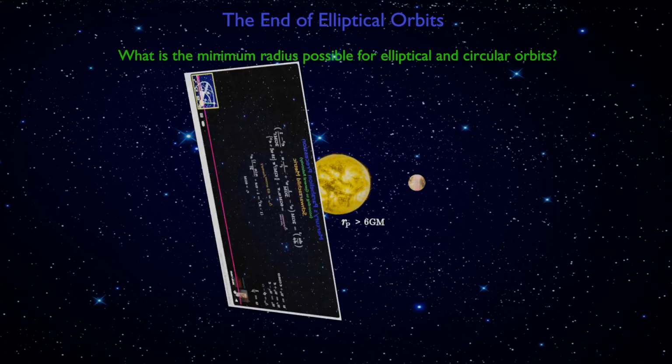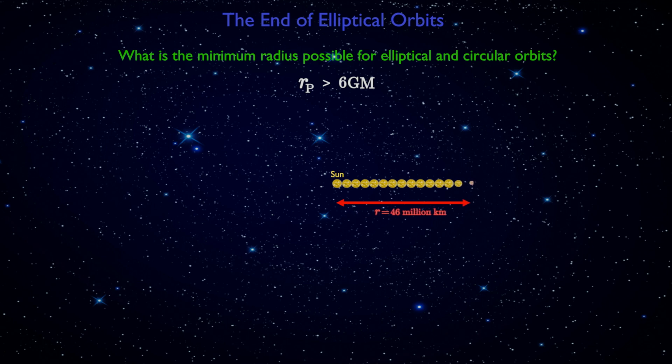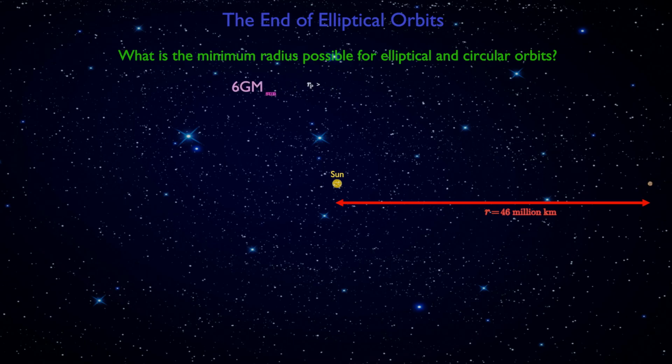Let's start with Mercury's orbit as an example. Mercury's perihelion is 46 million kilometers, or about 33 sun diameters away. Let's get a sense of what that looks like. Okay, the Sun and the distance to Mercury are scaled properly now. Only Mercury's size has been exaggerated by a factor of about 200 or so that you can see it on the screen. But how far away exactly is 6 GM?